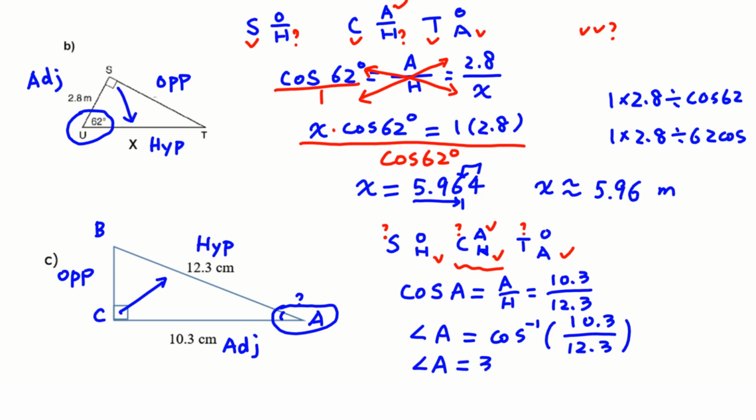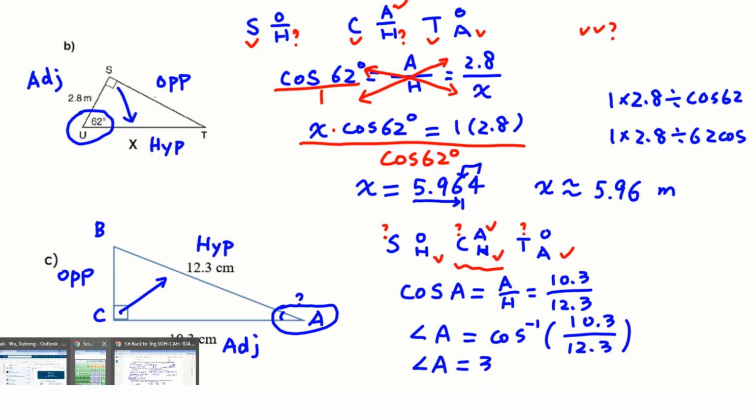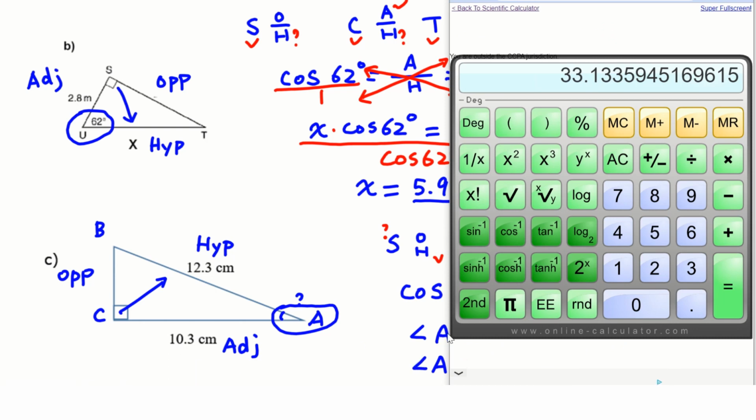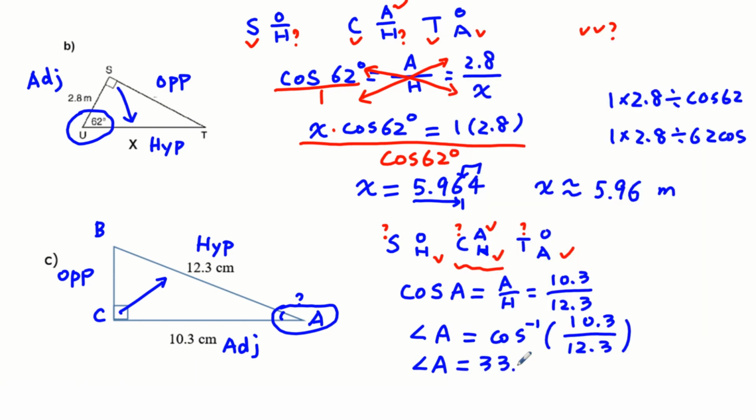So angle A equals 33.133. If two decimal places, then angle A is approximately 33.13 degrees, because the next one is 3, round off. So it's not always that you are going to have cosine, it just happens that in these three questions, all of them are cosine. So now we are going to see the next one.